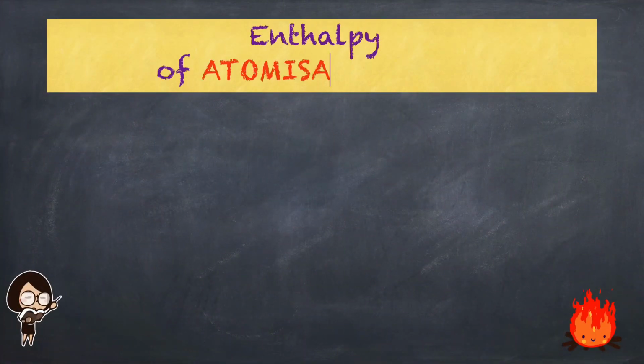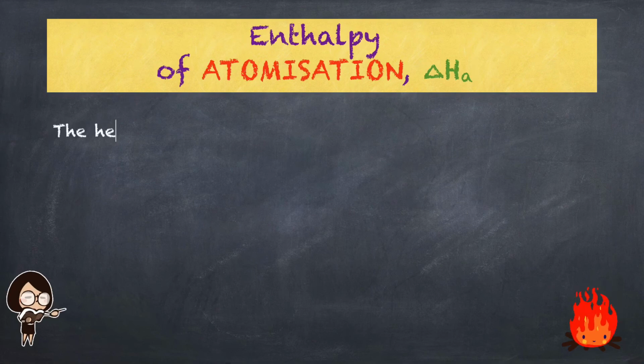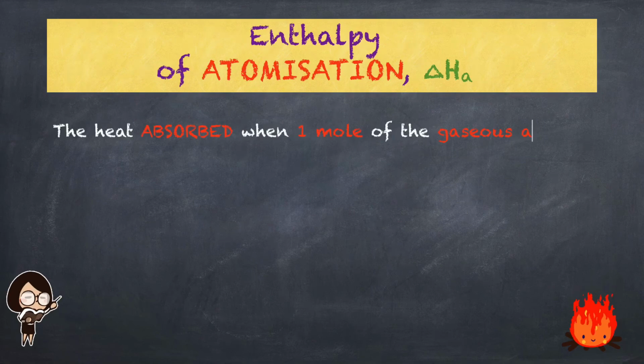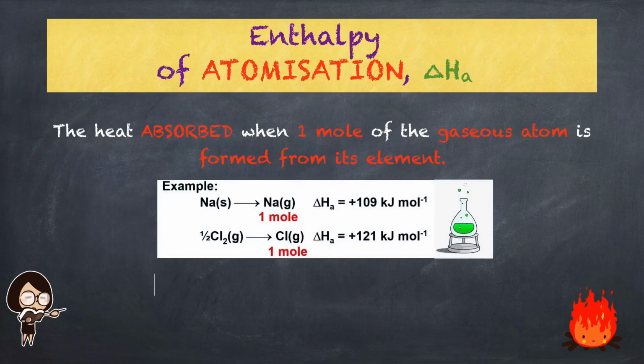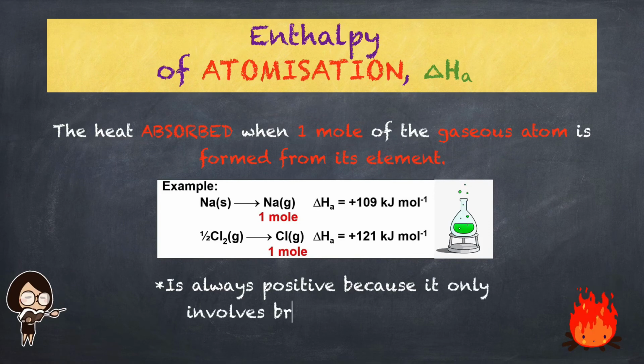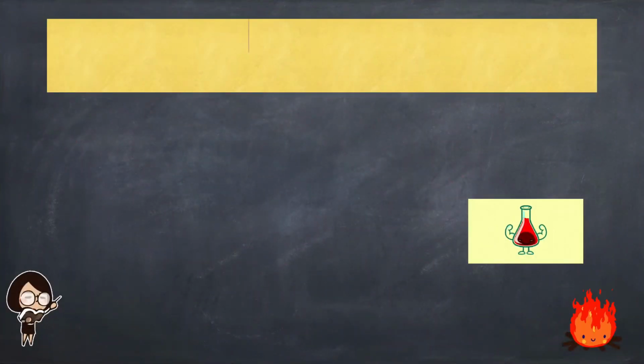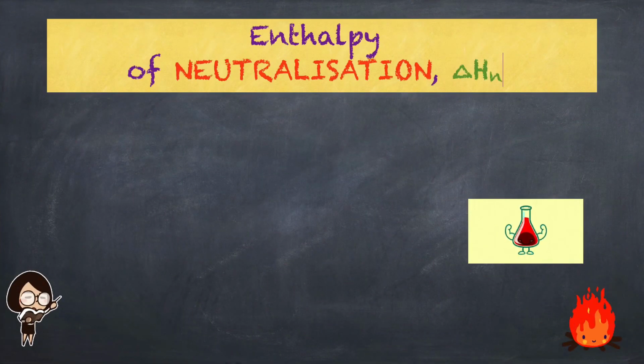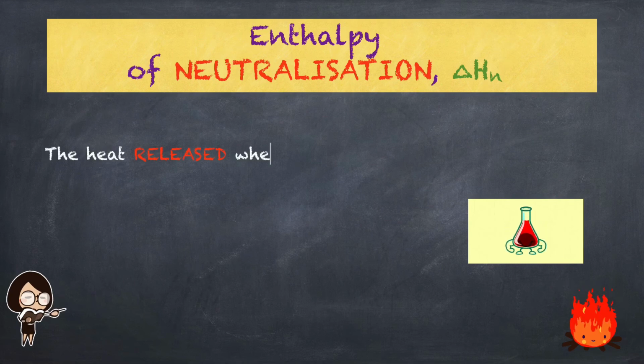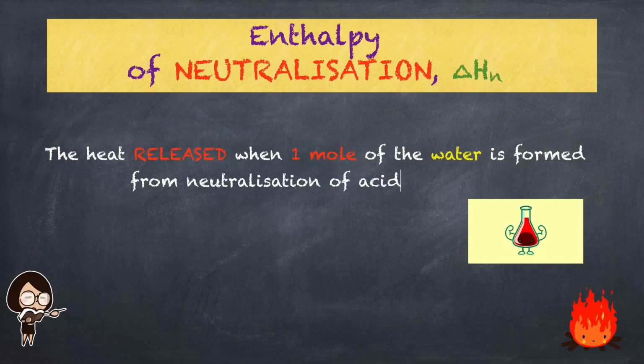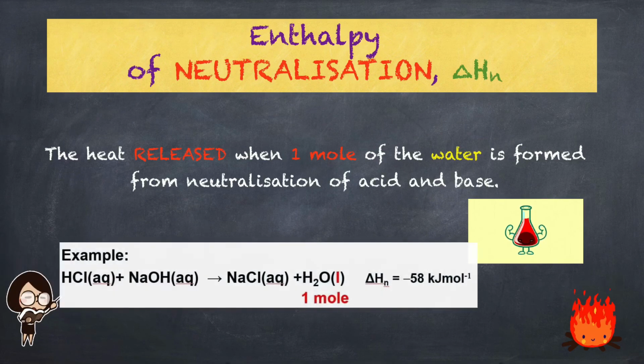Enthalpy of atomization, delta H A. Enthalpy of atomization is the heat absorbed when 1 mole of the gaseous atoms is formed from its element. Enthalpy of atomization is always positive because it only involves breaking the bonds. Enthalpy of neutralization, delta H N. Enthalpy of neutralization is the heat released when 1 mole of water is formed from neutralization of acid and base.